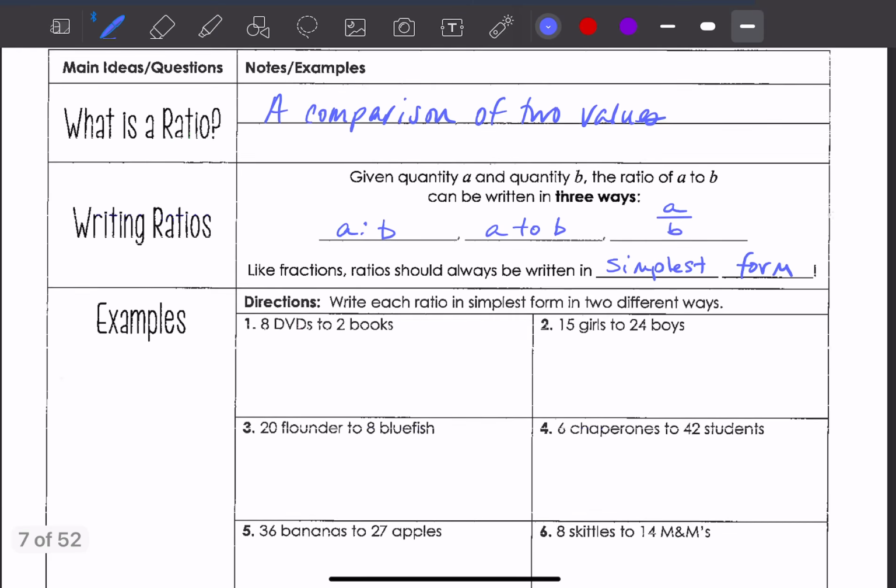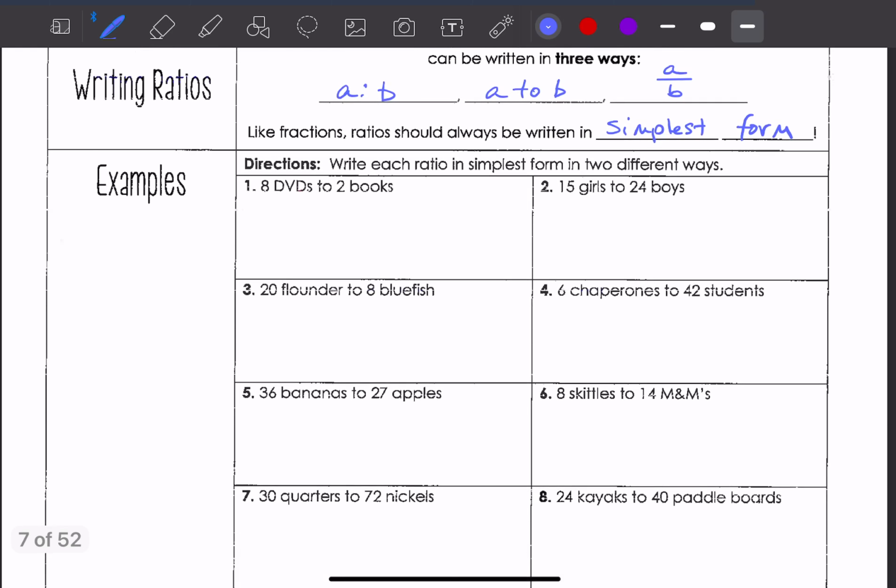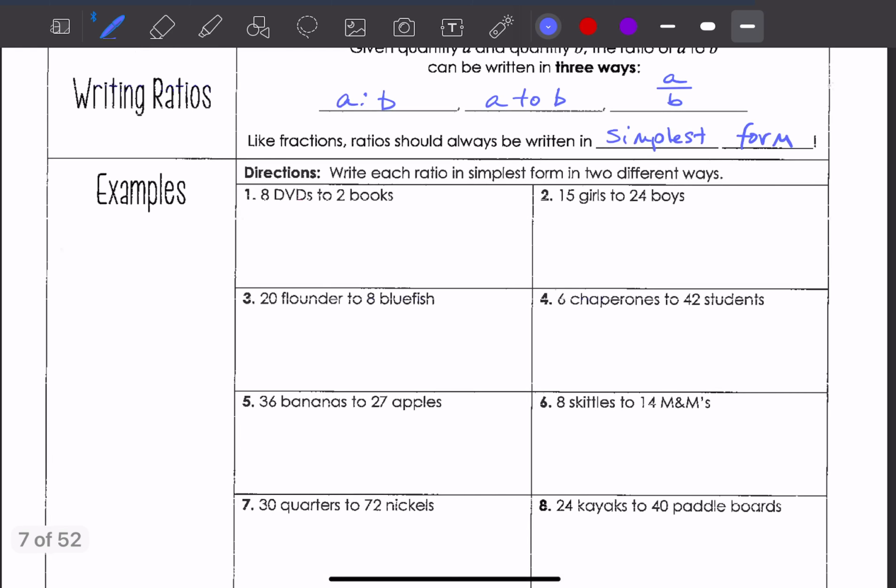So the next bunch of problems ask us to write each ratio in simplest form in two different ways. So the ratio is already written in the form of A to B with the word to. So we're going to write it as a fraction, and we're going to write it with the colon. And we need to make sure we write it in simplest form. So let's write it as a fraction and simplify it first.